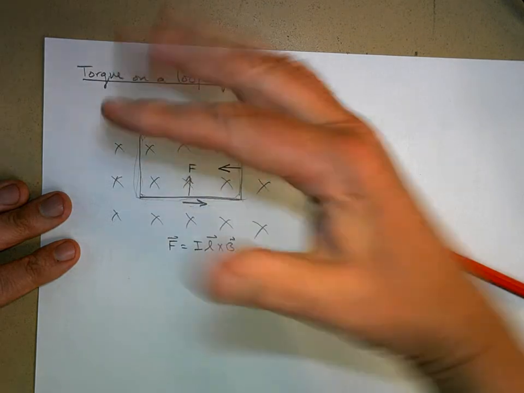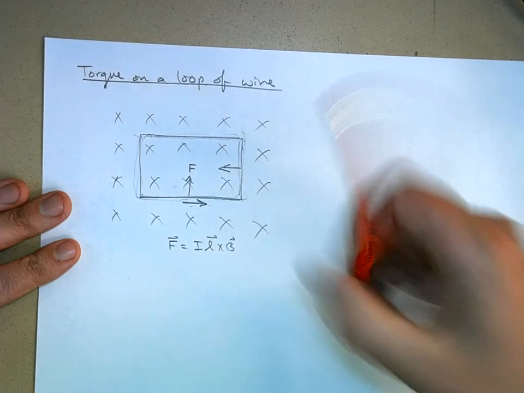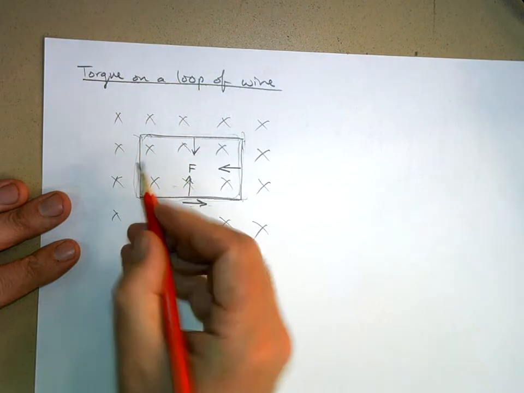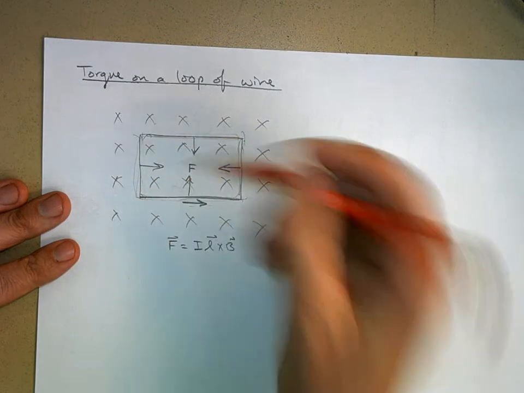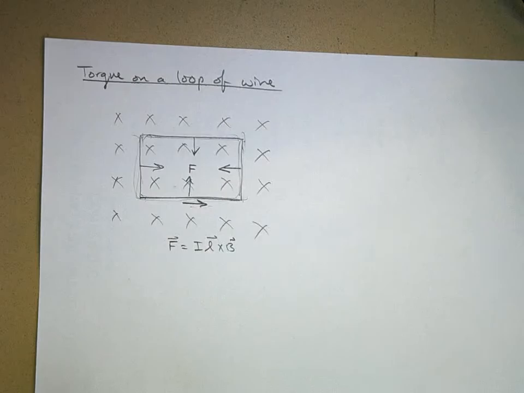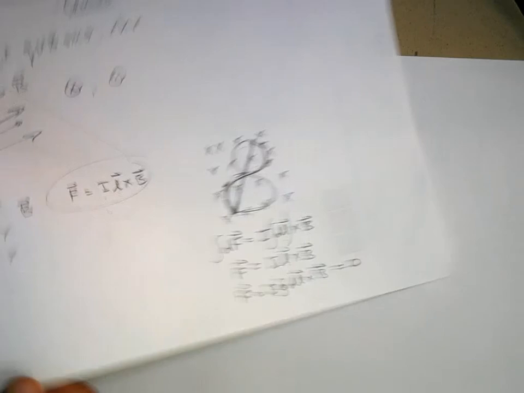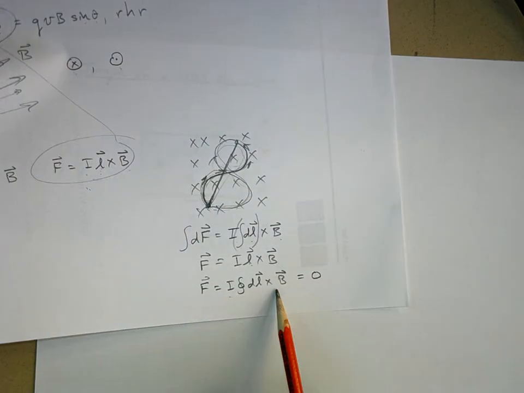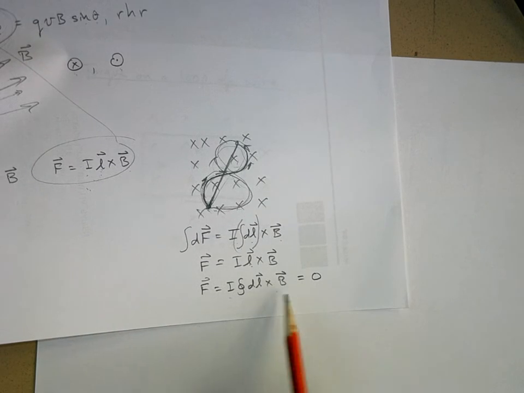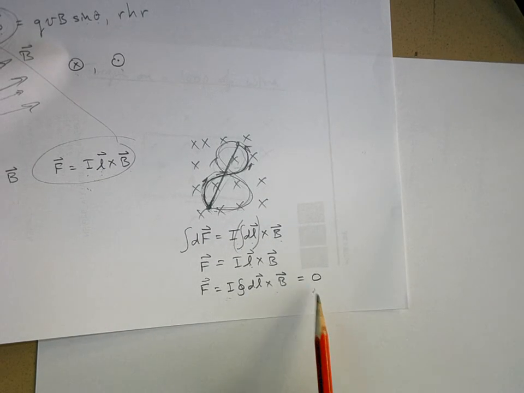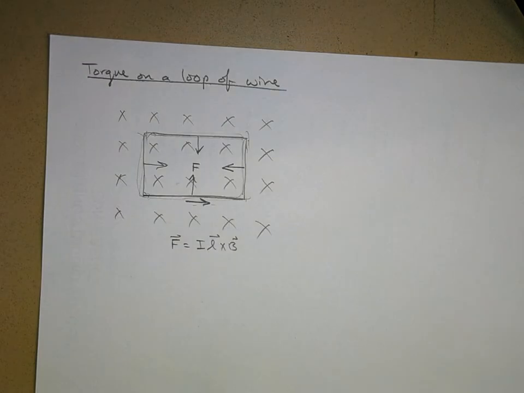I cross B. Oop, now my thumb is down. So you can see here that the forces, and if you do the same thing here, these forces are all canceling each other out. So you have no net force. And that's what we should have gotten. I mean, that's what we just said right here. If you go in a closed loop, the net force is going to be zero. The net magnetic force is zero.